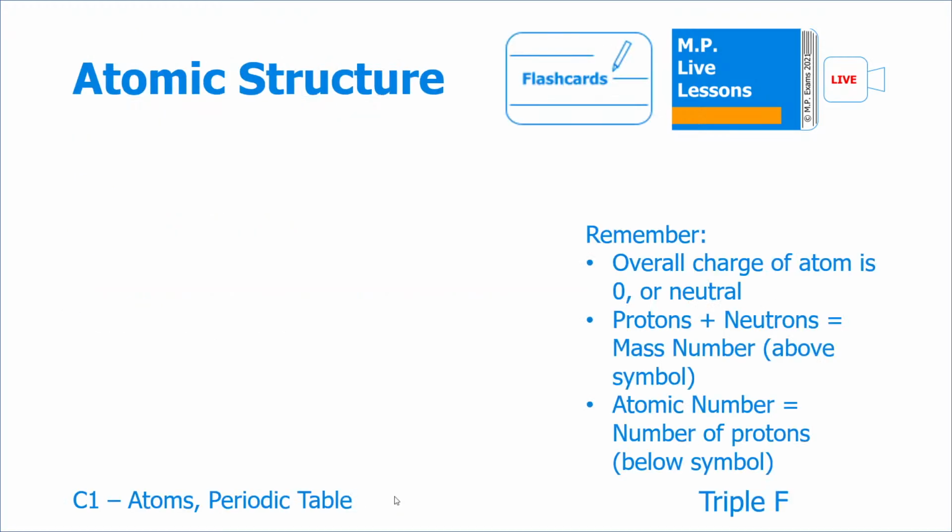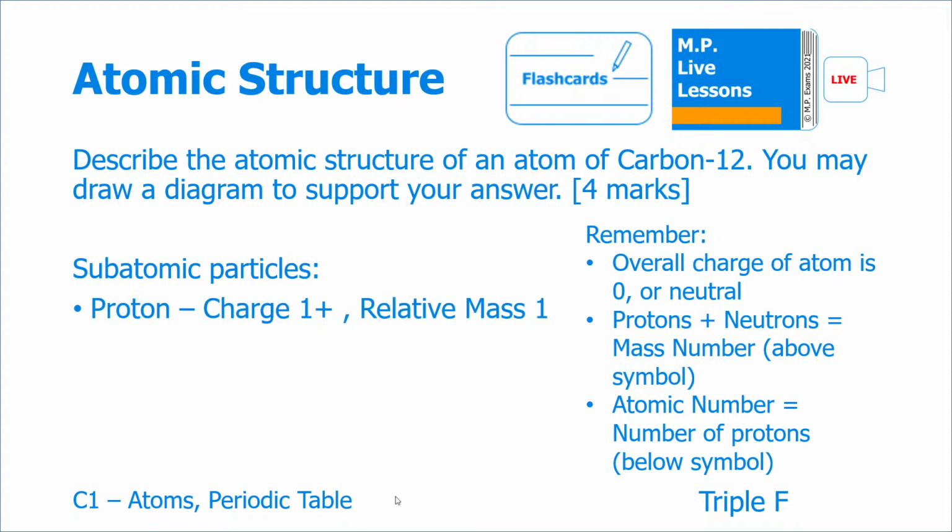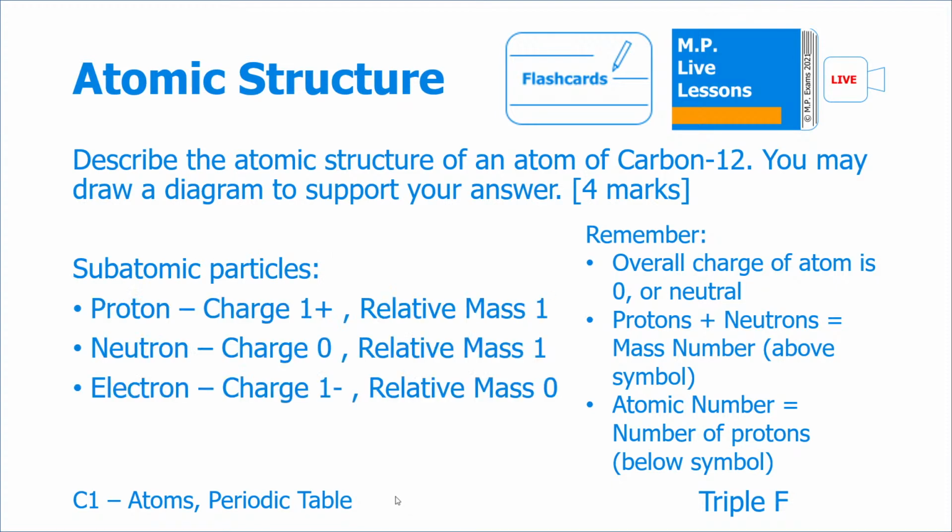First is the atomic structure. So we start with an exam question. Describe the atomic structure of an atom of carbon-12. You may draw a diagram to support your answer, 4 marks. And just a reminder, you have 3 subatomic particles, the proton, neutron, and electron. And remember, for charges, we put the number, then the polarity, if it's positive or negative, and the mass just after as well, just 1 or 0.